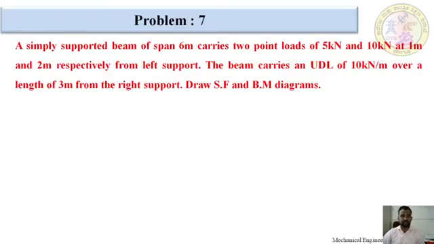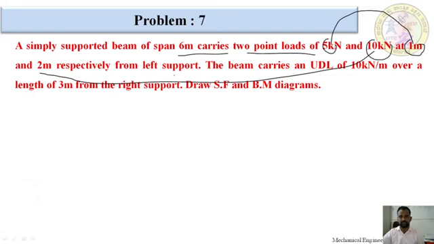Right, this is the problem. They have given a simply supported beam of span 6 meter, and 2 point loads: 5 kilonewton and 10 kilonewton, at a distance of 1 meter and 2 meter respectively from the reference support.